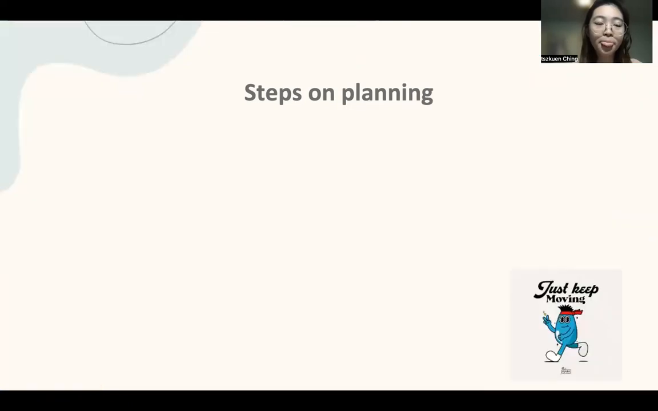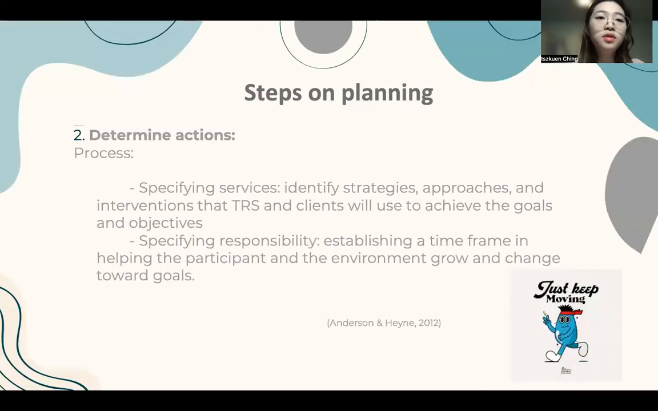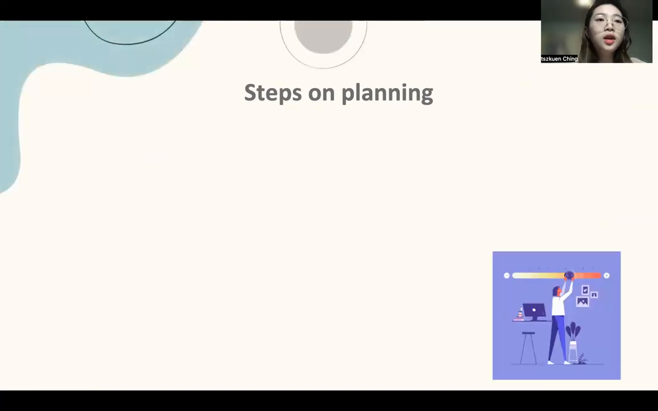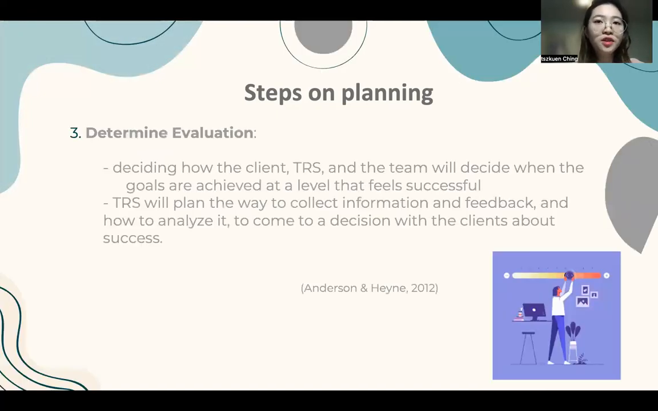recreation therapy. Then the team will identify the strategies and interventions that the client would use in helping the participants and the environment grow and change towards the goals. TRS will finish this phase by deciding how they would determine if the goals are achieved and collect feedback from clients.